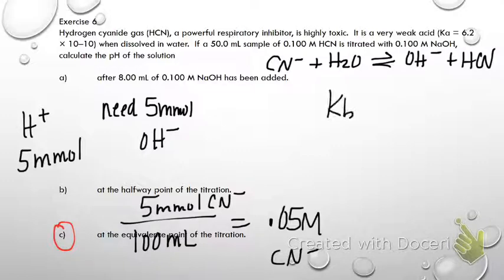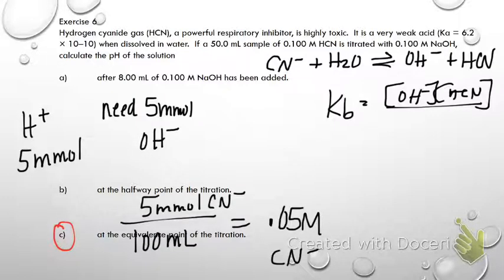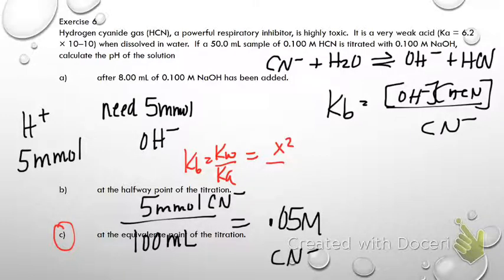Because I need to do Kb is equal to hydroxide times HCN over CN minus, right? Wait, why can't we use Kb equals Kw over Ka? That is exactly what we're going to use. But I'm showing you why we need a Kb, right? So we're going to find Kb by doing Kw over Ka, which is going to be equal to x squared over 0.5 minus x, but we're neglecting the x.